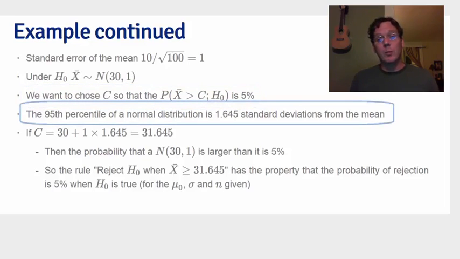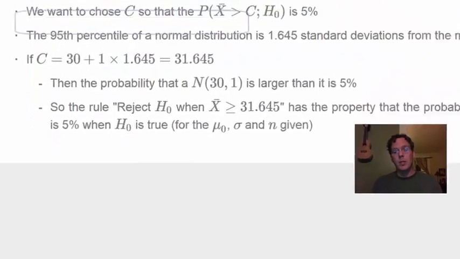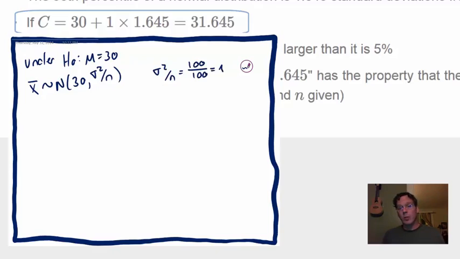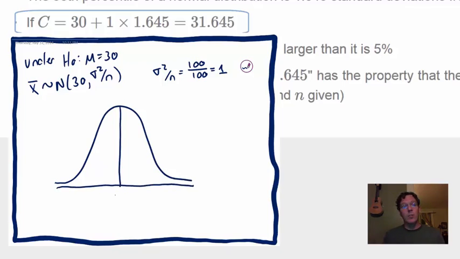So remember, the 95th percentile of the standard normal distribution is 1.645 standard deviations from the mean. So if we set the constant as 1.645 standard deviations from the mean under the null hypothesis, we will have achieved a cut point so that the probability that a randomly drawn mean from this population is larger than this is 5%. So in this case, it's 30, the hypothesized mean under the null hypothesis, plus 1, the standard error of the mean, times 1.645, the number of standard deviations from the mean that we're considering, which in this case works out to be 31.645.